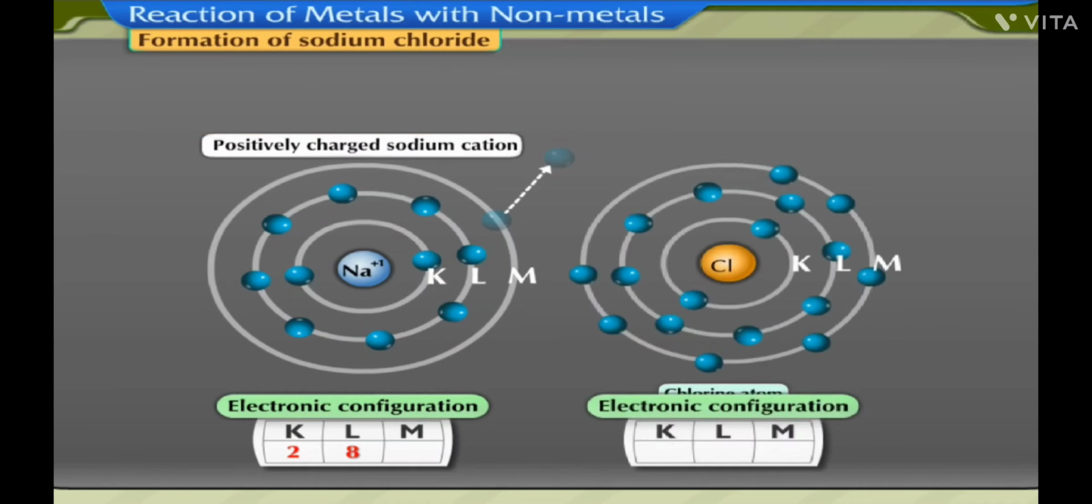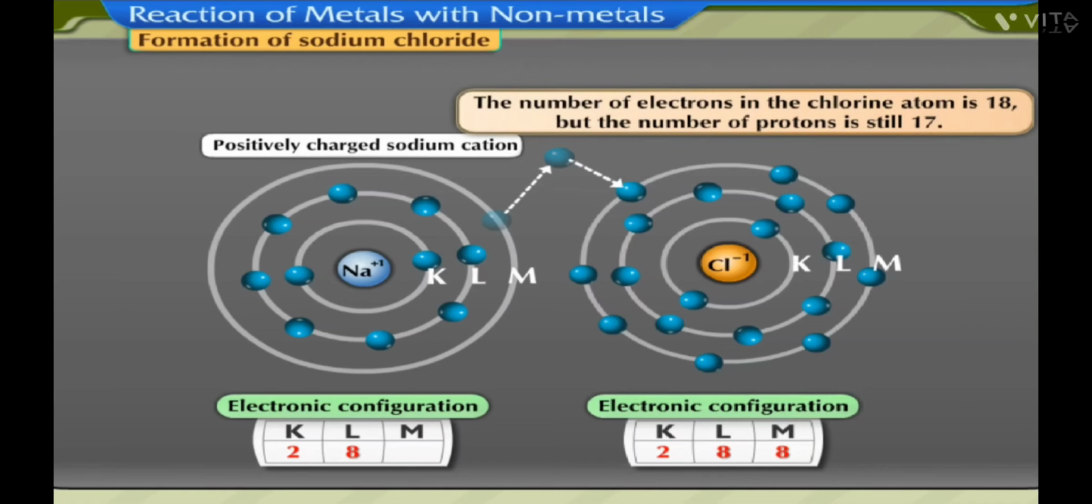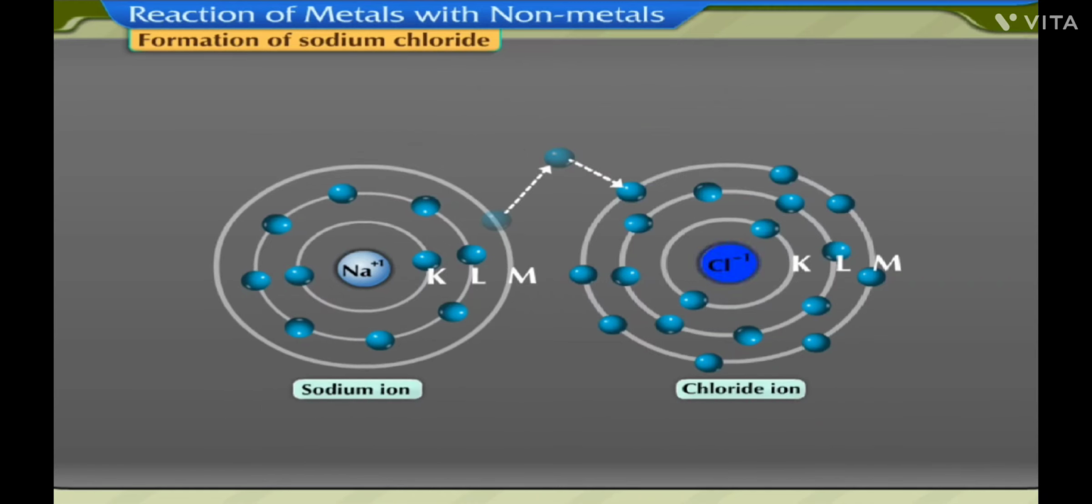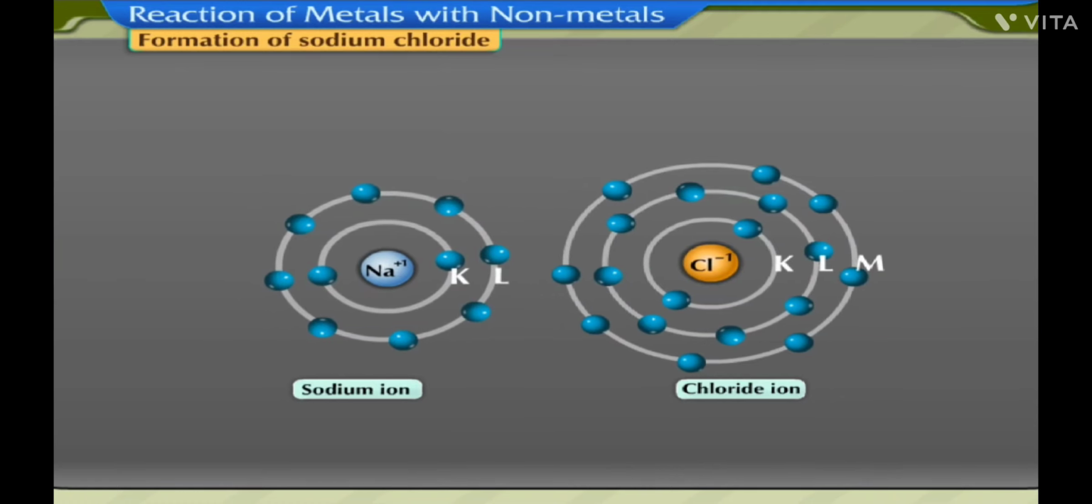On the other hand, chlorine atom has 7 electrons in its outermost shell. It requires 1 more electron to complete its octet. The electron lost by the sodium atom is accepted by the chlorine atom. Now the number of electrons in the chlorine atom is 18, but the number of protons is still 17. This leads to the formation of negatively charged chloride anion. Sodium ions and chloride ions are opposite in charge and therefore experience a strong attraction for each other, so they remain tightly held together, forming an ionic or electrovalent bond. This results in the formation of the compound sodium chloride.